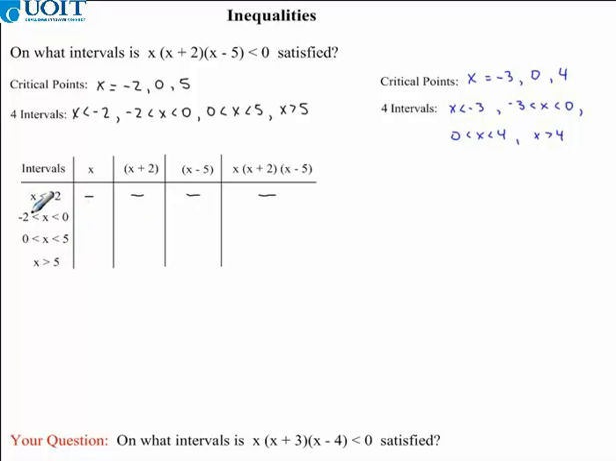For the second row, we need to find a value between negative 2 and 0. So let's choose negative 1. Substituting negative 1 in for x, we get a negative answer. Negative 1 plus 2 will give us a positive answer. Negative 1 minus 5 gives us a negative answer. And again, to find out what sign our last column would be, we just need to multiply the previous three columns. A negative times a positive will give us a negative answer, times a negative number will give us a positive answer.